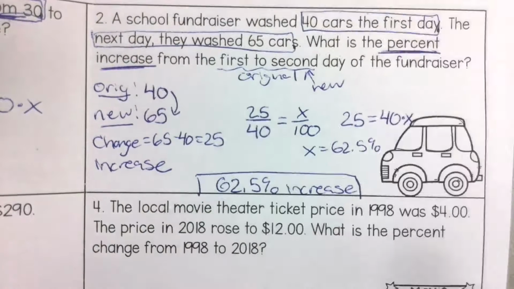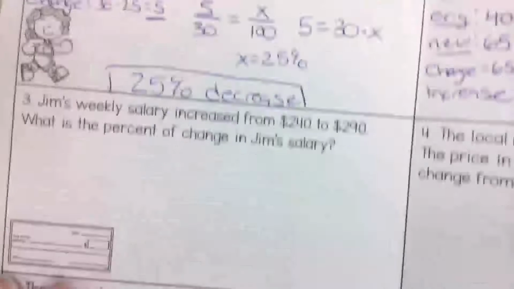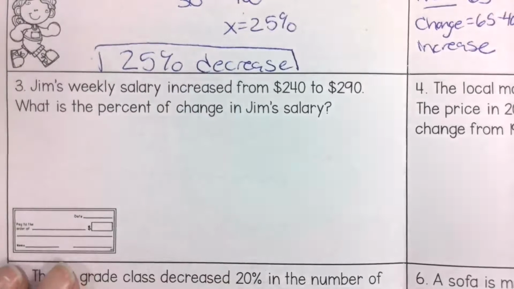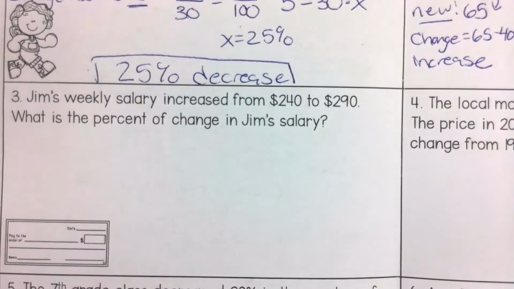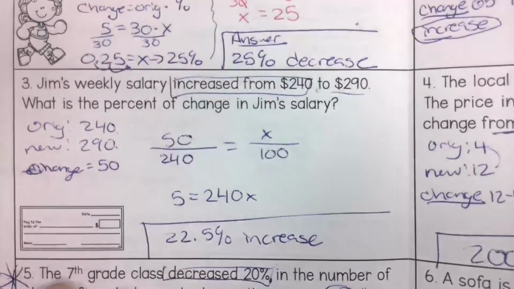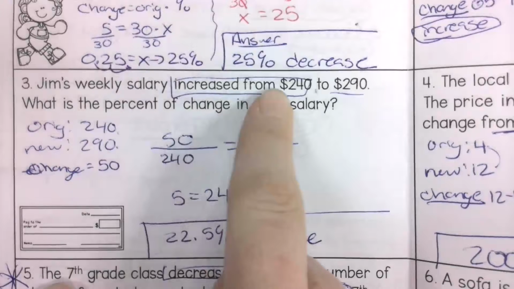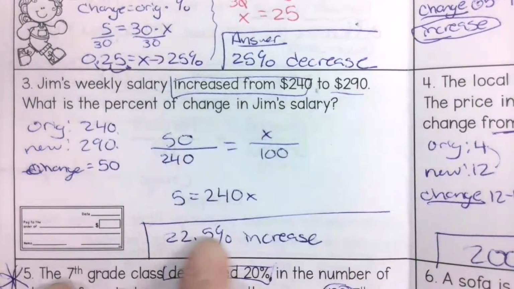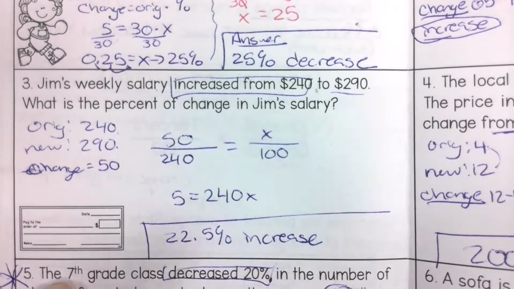Alrighty, so let's go on to number 3. I want you guys to pause the video and give it a try. When you unpause the video, I'll have the answer up. Alright, so for number 3, the increase from indicates that that's the original. 2, 290, increase, that's the new. Your answer should have been 22.5.